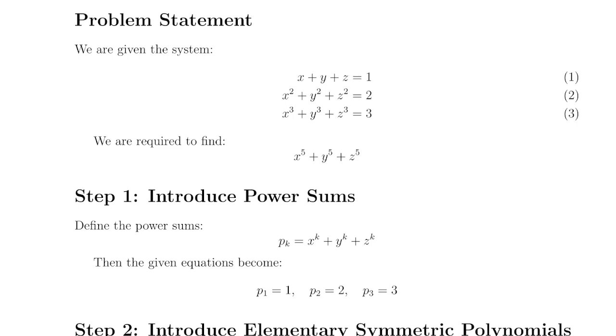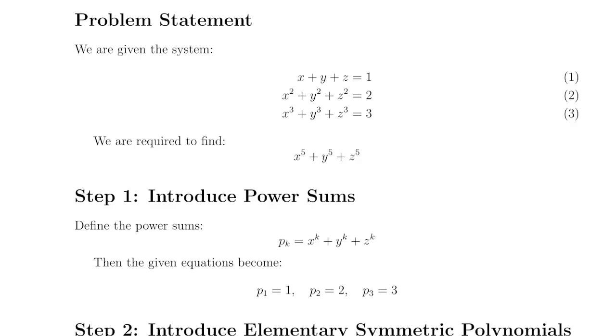We're given the system x plus y plus z is equal to 1, x squared plus y squared plus z squared is 2, x cubed plus y cubed plus z cubed equals 3. We want to find what is x to the fifth plus y to the fifth plus z to the fifth.